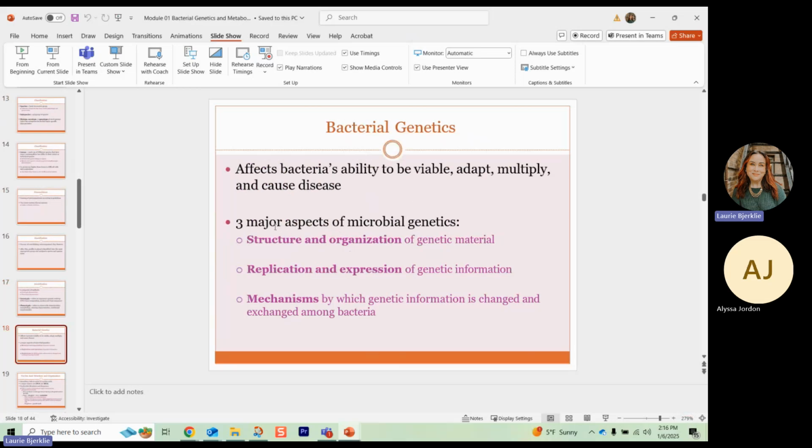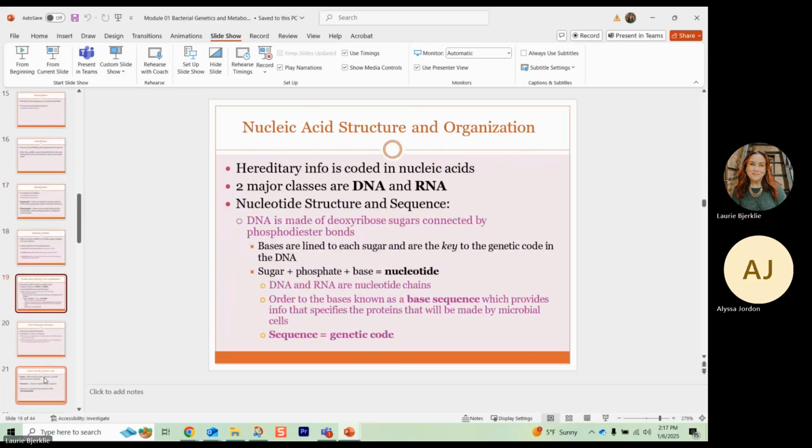There are three major aspects of their genetics. They have structure and organization, so their genetic material is organized. They can replicate and express genes just like us. And they have mechanisms by which they can exchange that genetic information with other bacteria. That helps play into the world of mutation and adapting as they need to.